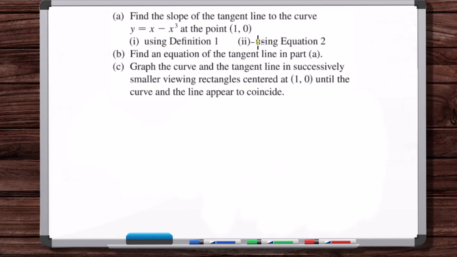So now, what are they talking about here with use definition 1 and then use equation 2? This is just in reference to the different forms of the derivative that we just talked about. For definition 1, they want us to use this form, and then for definition 2, or equation 2, they want us to use this form.